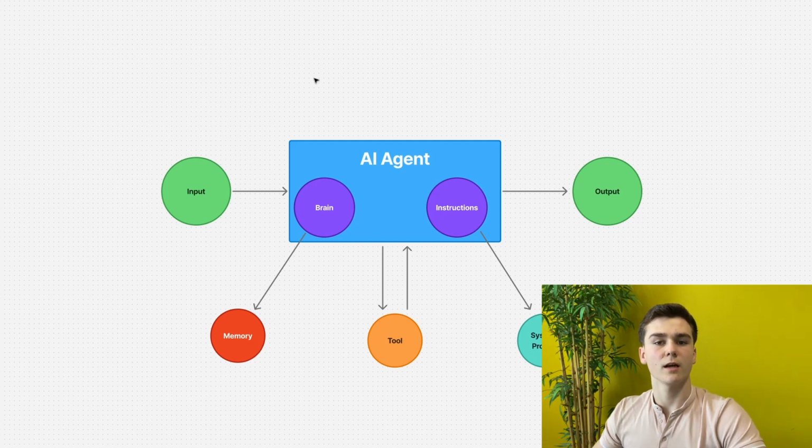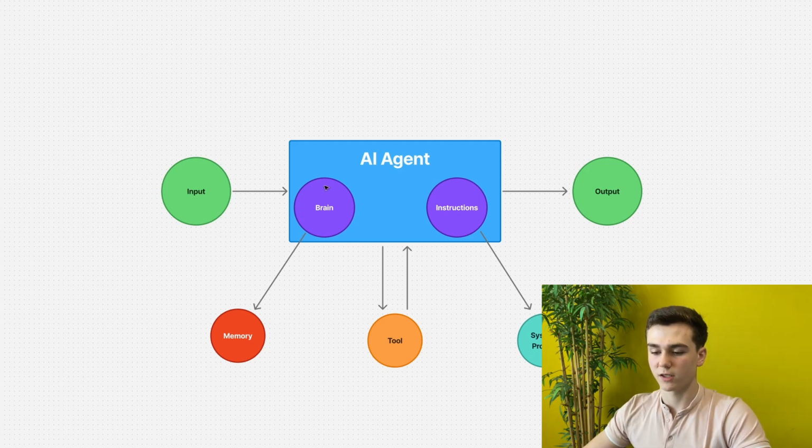After the input, the AI agent node will be created, and this node consists of three main components. The first one is the brain, then the tool, and then the instructions of the AI agent. The brain basically gives the agent the ability to think and to take certain actions. This brain can be OpenAI, Gemini, Llama, or other LLM tools, which stands for large language models.